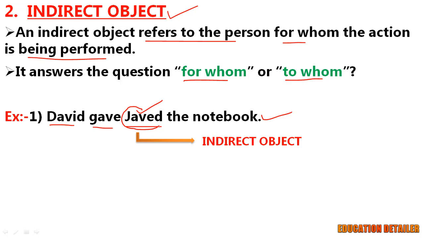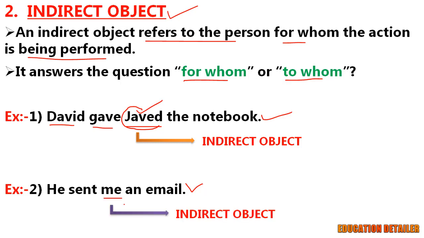Okay, let's look at one more example. He sent me an email. Simply by asking a question here, he sent an email to whom? The answer we got? Me. Hence, me is the indirect object. The indirect object in the first example is a noun, but in the second example, it is a pronoun.